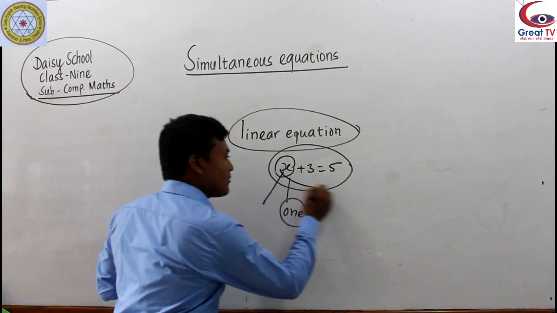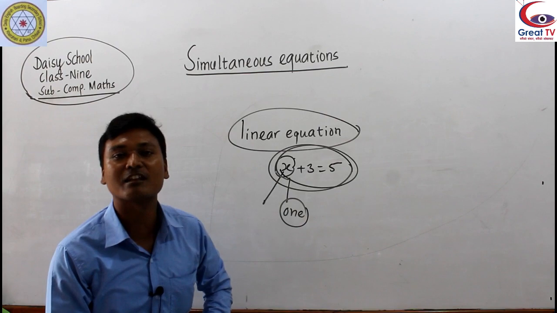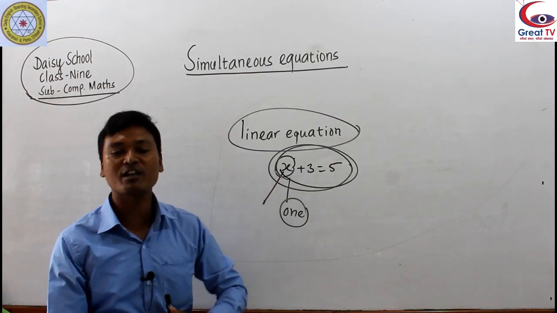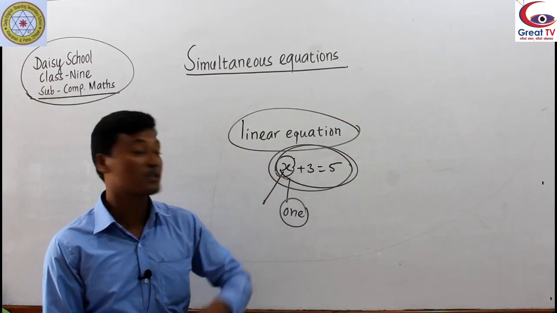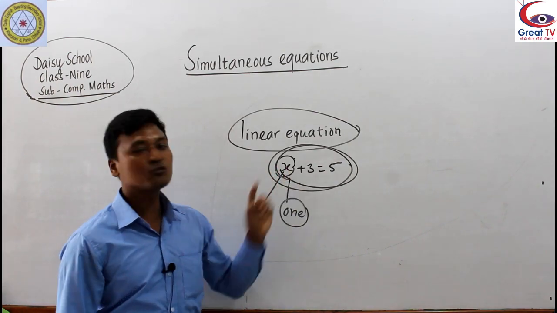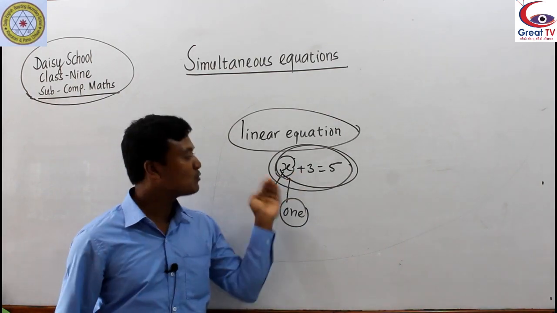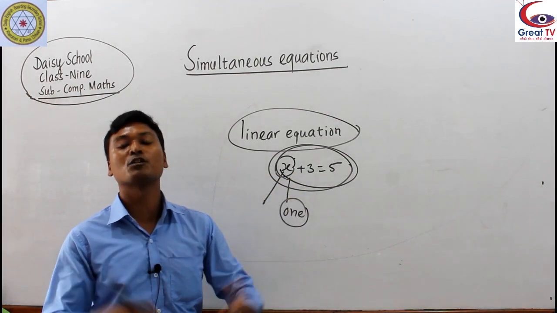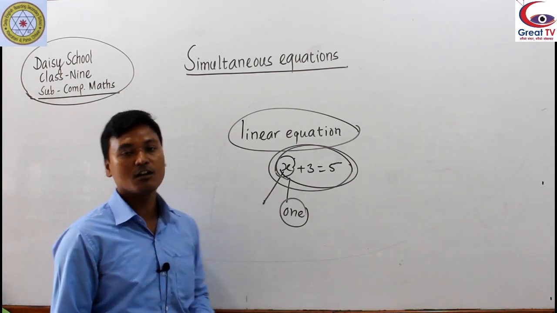So if the power of the variable used in the equation is 1, we call that type of equation a linear equation. You already learned in previous classes what linear equations are and how to solve them, so we are not going to talk much about linear equations.